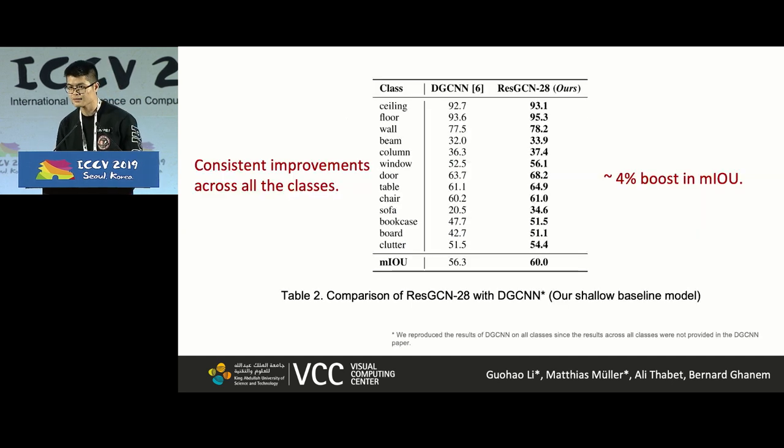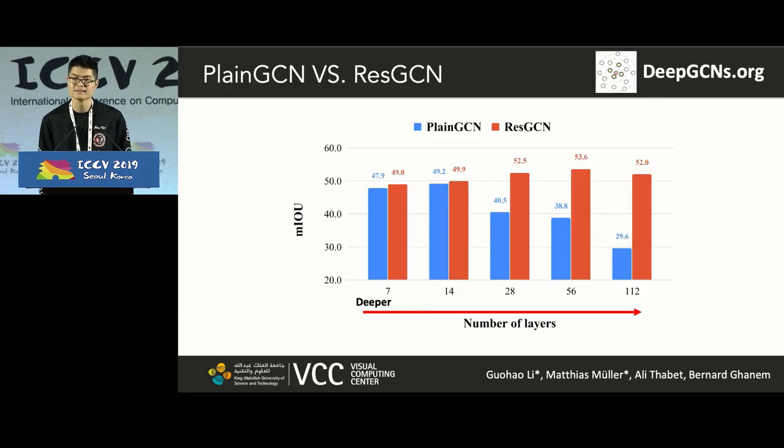Here we show a consistent improvement over our baseline across all the classes. Overall, we achieve a 4% boost in mean IoU. As you can see, the performance gain becomes bigger as the network goes deeper.